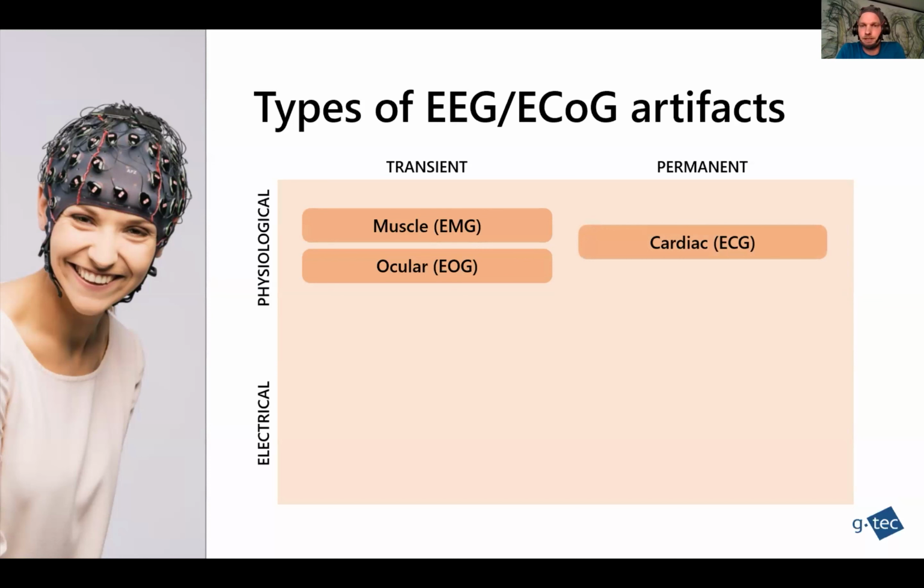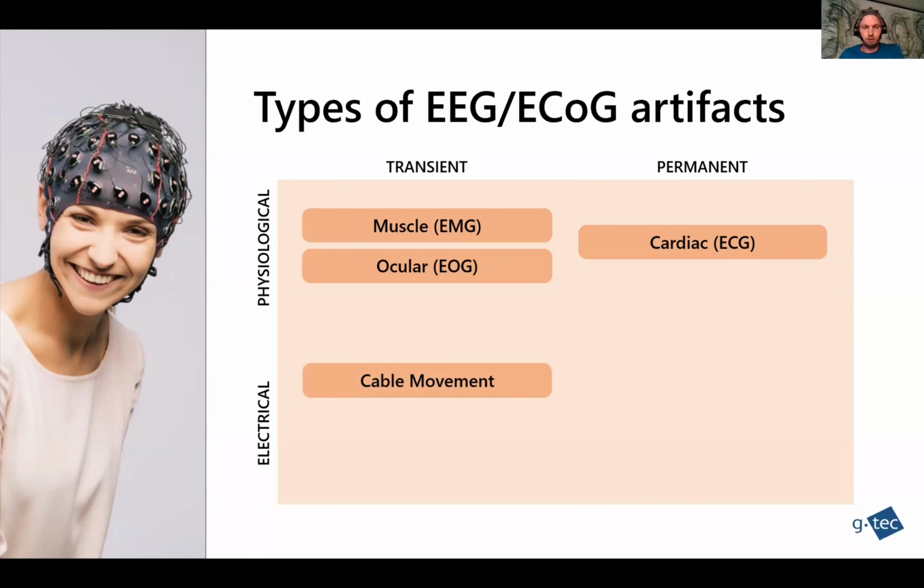A typical permanent artifact stems from the heart. So cardiac artifacts or ECG artifacts are captured when you are recording EEG close to a blood vessel. Usually when you are placing the electrodes correctly and they have good recording impedance, then you're not capturing that. But unless your heart stops beating, this is also a permanent artifact, which occurs roughly once a second.